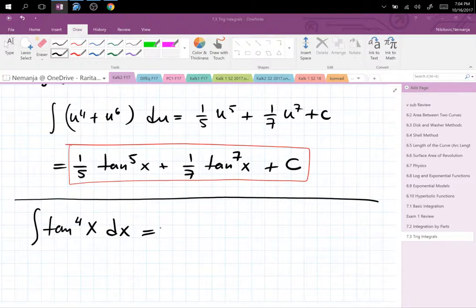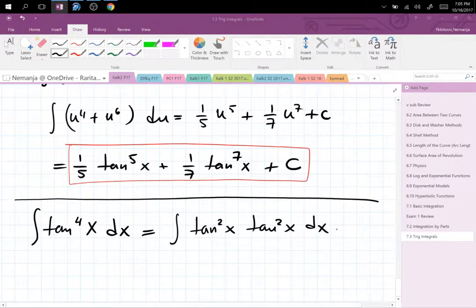What's the natural step when you see tangent to the 4th? Well, we don't have an identity for the fourth. Very good. So the natural response here is technically the only thing you can do, which is to write it like this and then start staring at it.